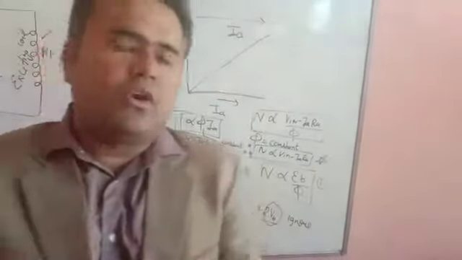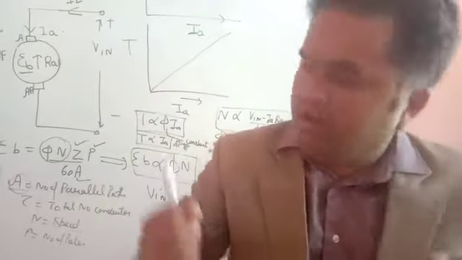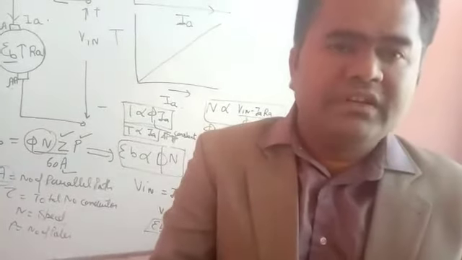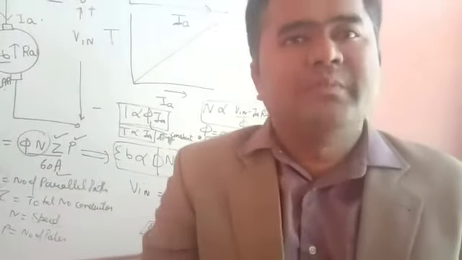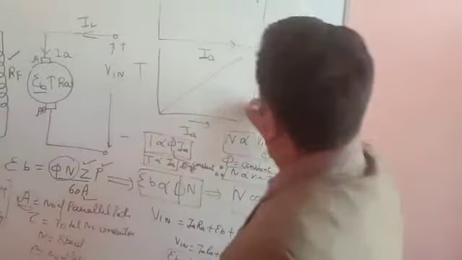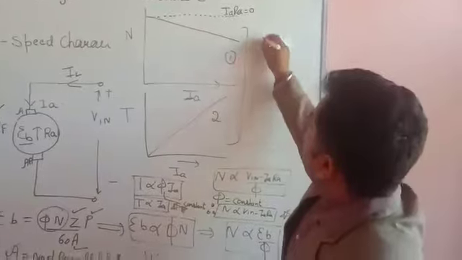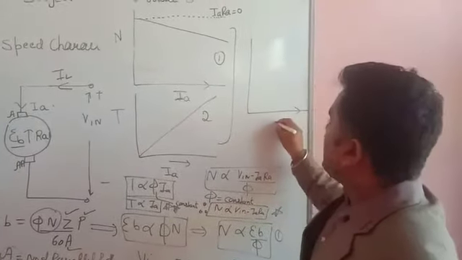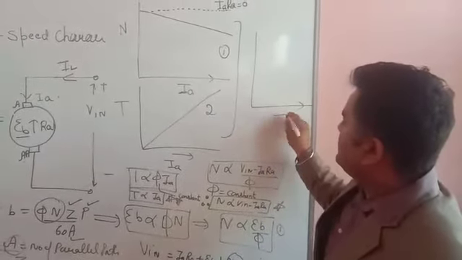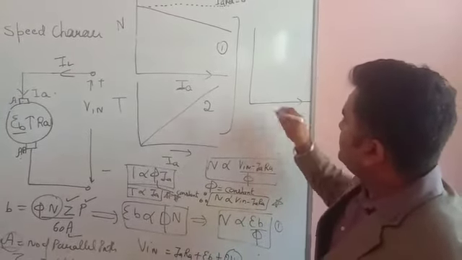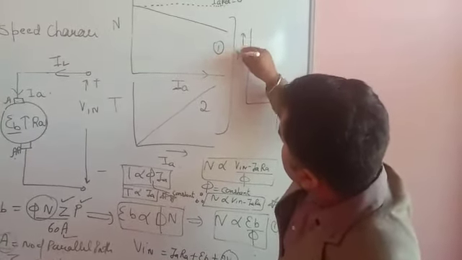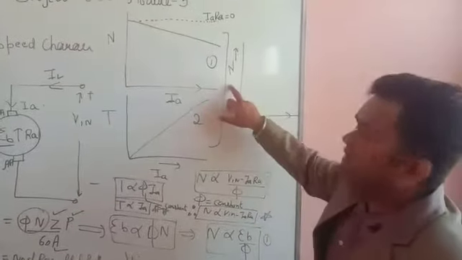Now I am going to talk to you about the final destination of this topic that we have to discuss, that is the torque speed curve. Mind it, that is very important. From both these curves, number 1 and 2, we will draw the torque and speed curve. Now this is torque and this is speed. That is the torque speed curve.